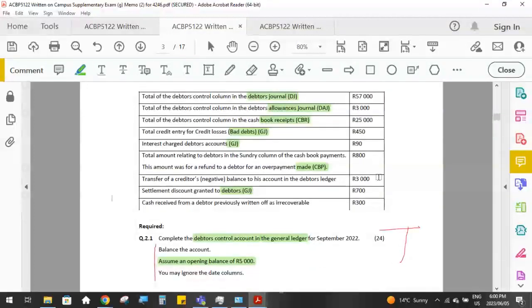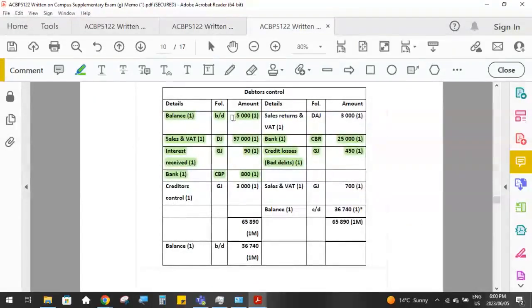So the next one, it was a creditor, meaning somebody that we owe money to, with a negative balance of 3,000 Rand on his account, and we are going to transfer that account to his account in the debtors ledger. So over here, we are going to debit debtors control and credit creditors control. So we are transferring that debit balance in the creditors control, in the creditors ledger for that particular client. We're transferring it to the debtors control account.